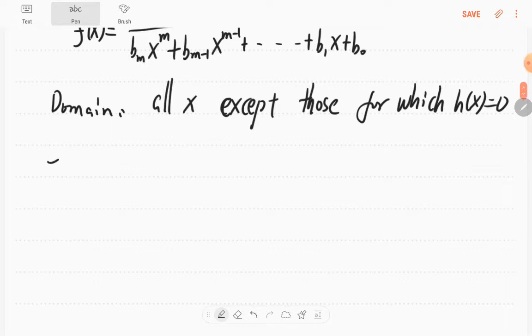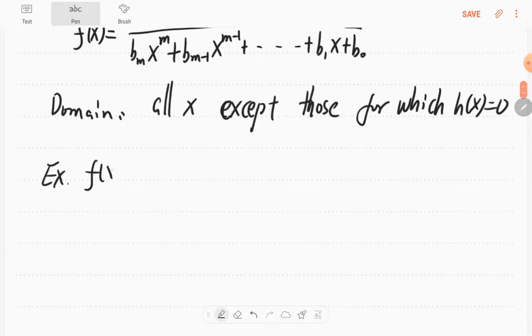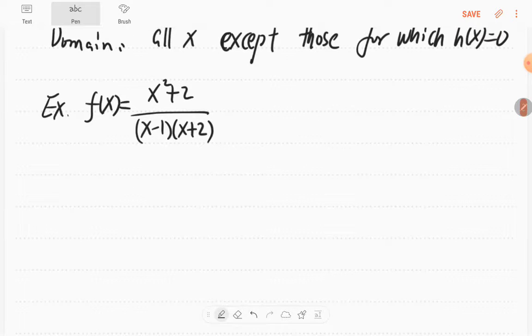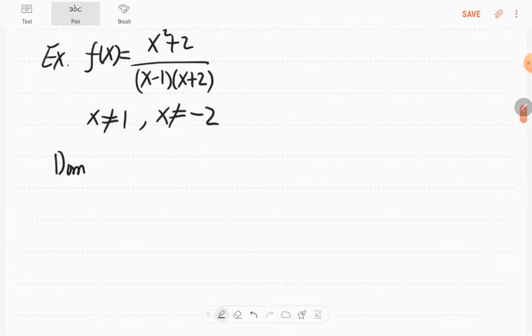So now let's look at this example. f of x is equal to x squared plus 2 over (x minus 1)(x plus 2). So our denominator is (x minus 1)(x plus 2). So we can say x is not equal to 1, and x is not equal to negative 2. We cannot make the denominator be 0, right? So our domain, if we write it in set form, is x such that x is not equal to 1 and x is not equal to negative 2.